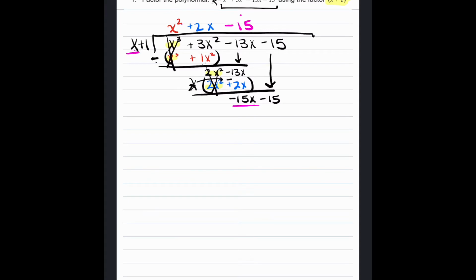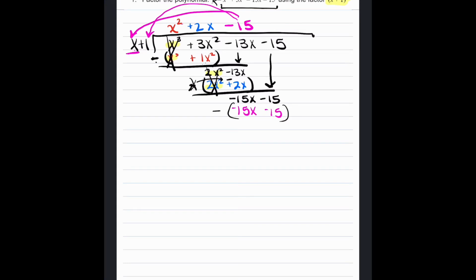Okay, then I'm multiplying this through. Negative 15 times x becomes negative 15x. And again, these match. Negative 15 times positive 1 becomes negative 15. I'm going to subtract all of these out.